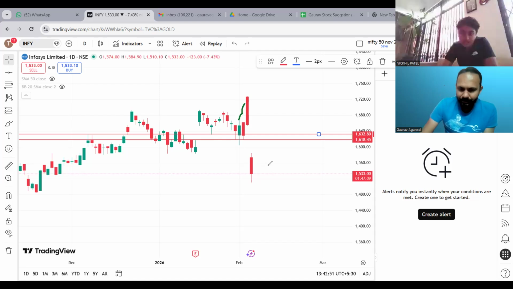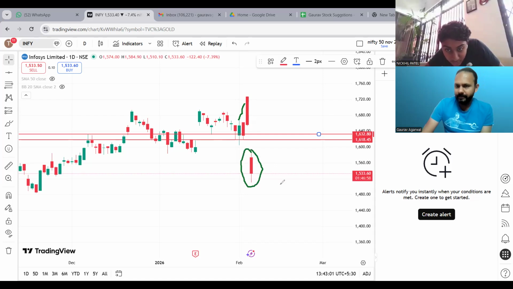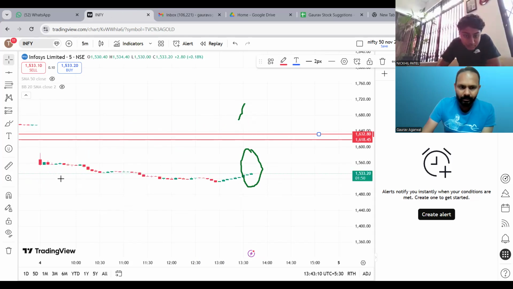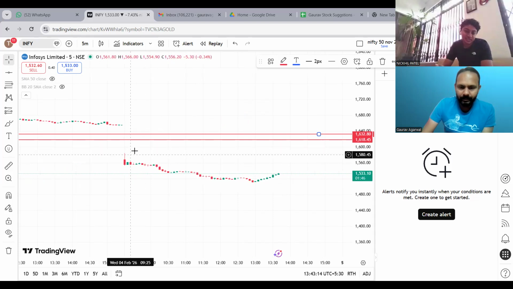Okay. And is that candle, the gap down candle, is it forming right now? Is it live? Yes, yes. This is today's candle, it's live. If you want to see the update, I'll show you the 5 minute chart. You can see that it is moving. Oh, okay. Yes, I see that.